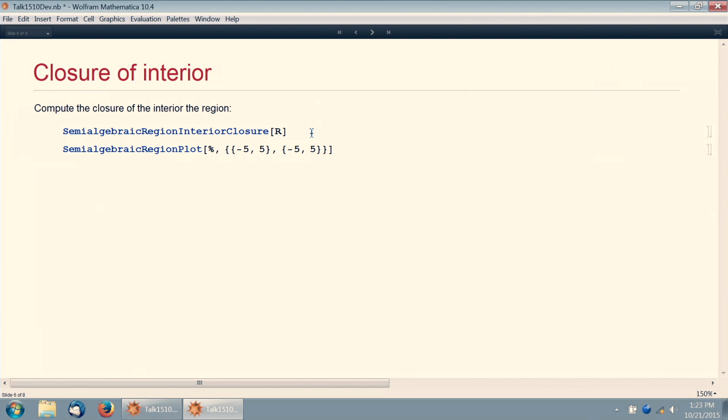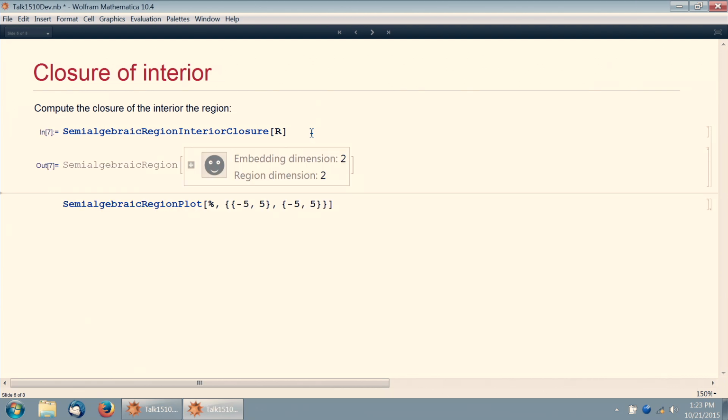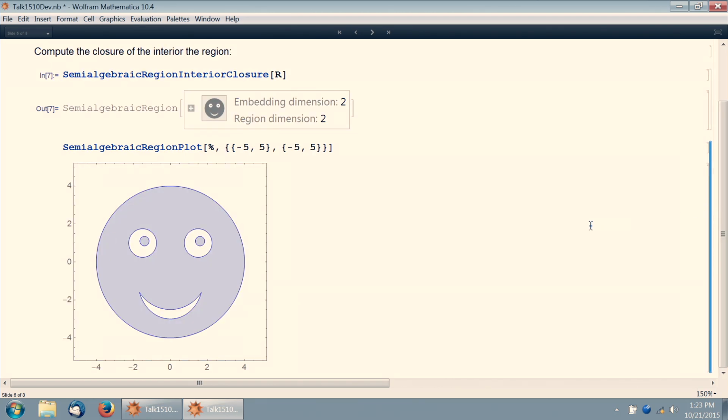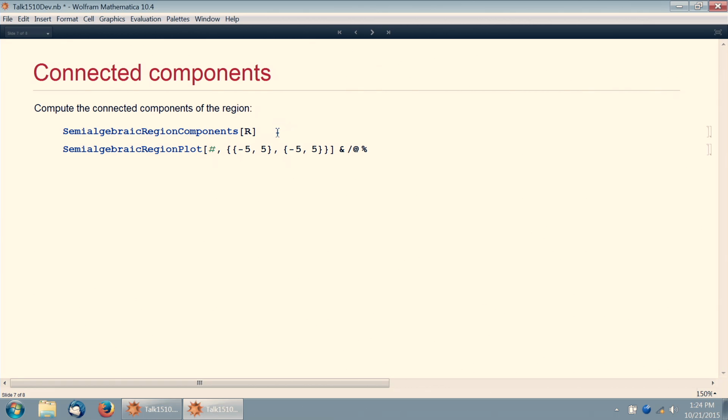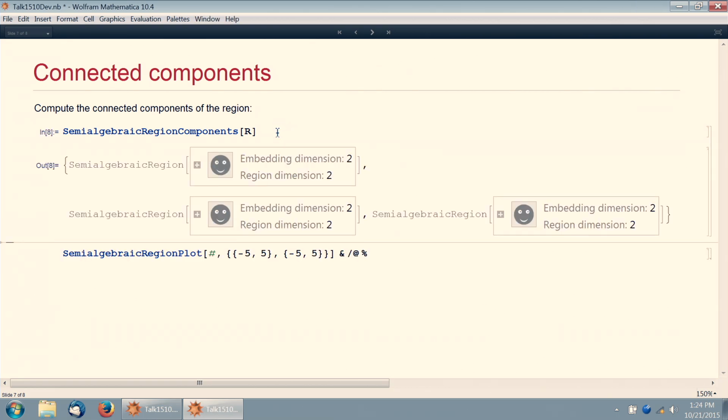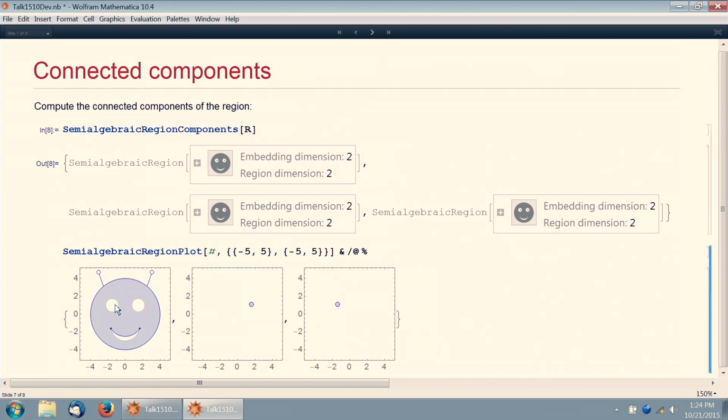And the interior closure, so it's the closure of the interior. So we should lose the antennae, but we should get a closed set. And I won't evaluate because it takes about 10 seconds to compute the picture. So here's the picture. And the last one is connected components. So here it is. It has 3 components, and here is the picture. The eyes are not connected. So here we got this.